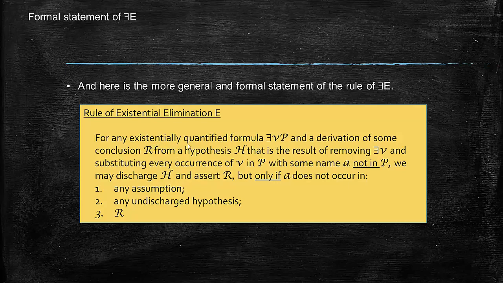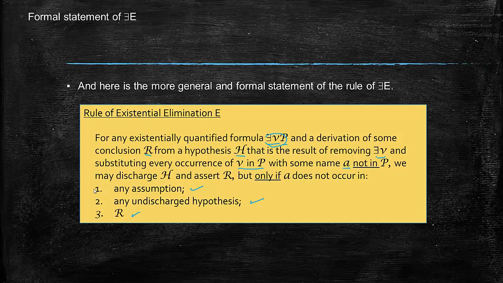So for any existentially quantified formula, there exists a V, P. Okay, so there exists a V, V is some variable, and P is some proposition that will contain V somewhere in it, maybe multiple times. Any existentially quantified formula there exists a V, P, and a derivation of some conclusion R from a hypothesis H that is the result of removing there exists a V, right, removing it here, and substituting every occurrence of V in P with some name A that is not in P. If you have all that, then we may discharge the hypothesis and assert R, but only if A does not occur in any assumption, any undischarged hypothesis, or R itself. Now, that is exactly what we just said, but in a much more formal way.